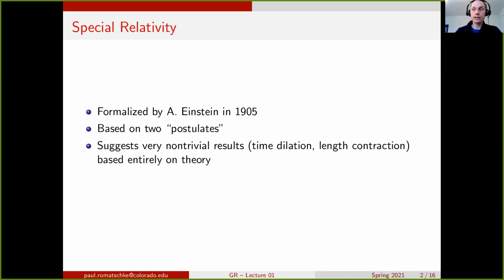The results that come out from these fairly straightforward postulates are very non-trivial, and there are things such as time dilation and length contraction that are based entirely on theory. Nevertheless, this theory has been experimentally tested very well, and it has passed all the tests that have been conducted in the intervening 115 years.